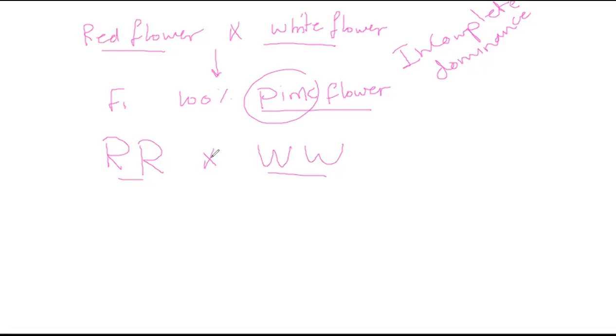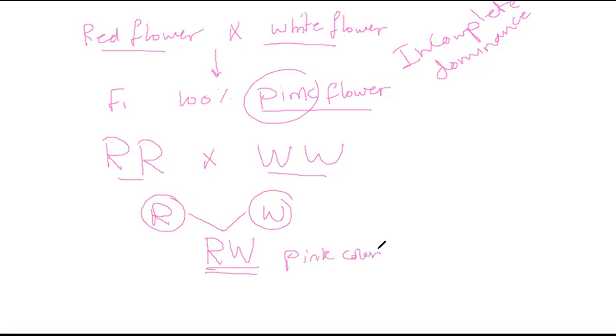Once this one produces gametes, it passes one allele, which is R, and the other parent passes the other allele to the offspring. So the offspring's structure will be RW. What is this RW? Actually, RW is a mixing between red and white, so it will be a pink color. That's the first generation. The question now is, what are the probabilities of the second generation? What would happen if we allow the plants of this first generation to self-pollinate or cross with a similar plant? In this case, RW will be crossed with another RW.